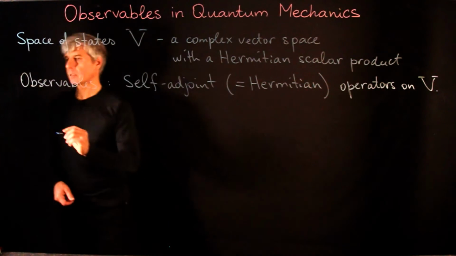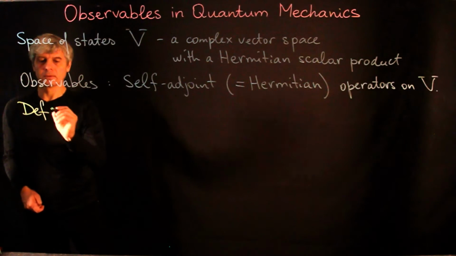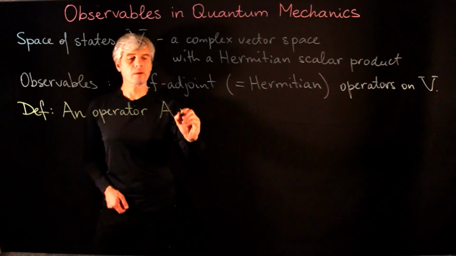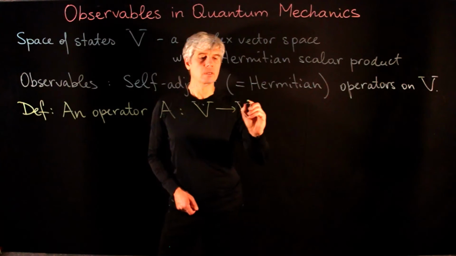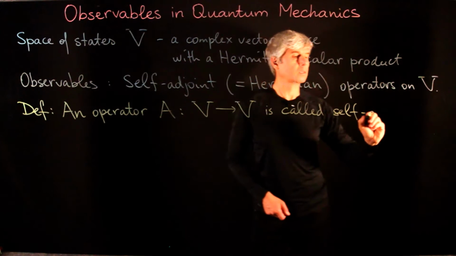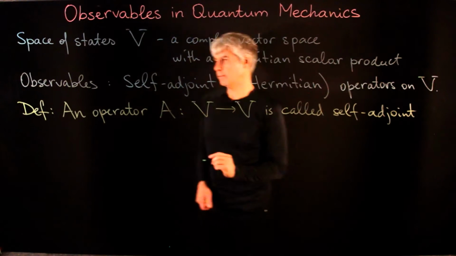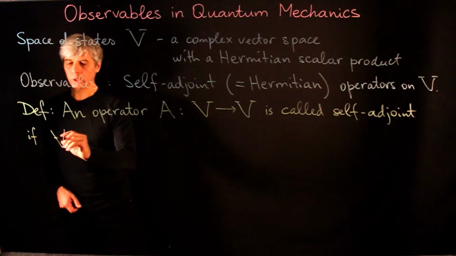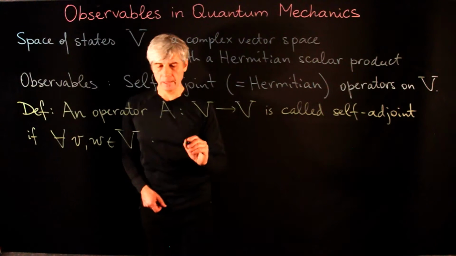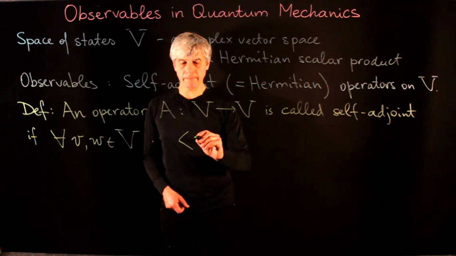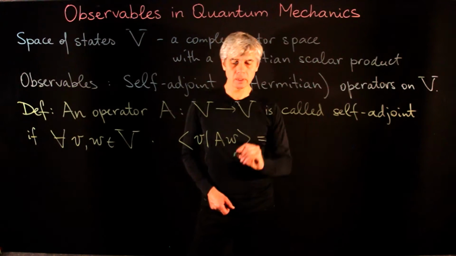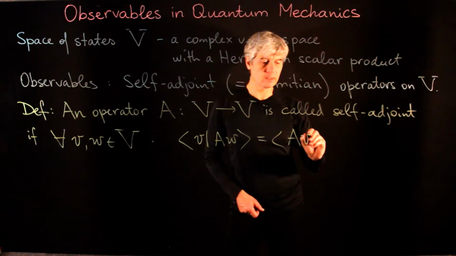So let's give a definition. An operator A from V to V is called self-adjoint if for all V and W in V, we have the following property, that the scalar product of V with AW is equal to the scalar product of AV with W.